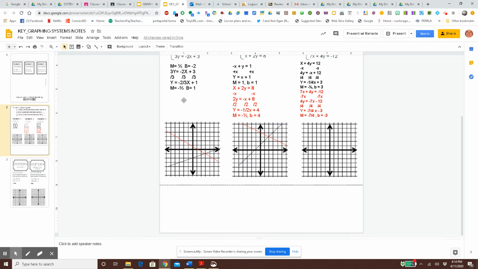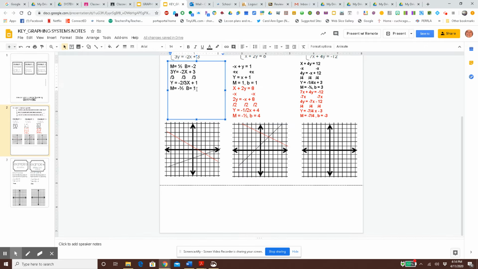Okay, so going back to this one, we didn't actually put this in there. We're going to do that now. We'll do this last one, and then we'll go back and do all 3 of them where they cross over. So for this one, we have -1/4 and 3. So we're going to start at 3, 1, 2, 3. And -4 means down 1 over 4, down 1 over 4.